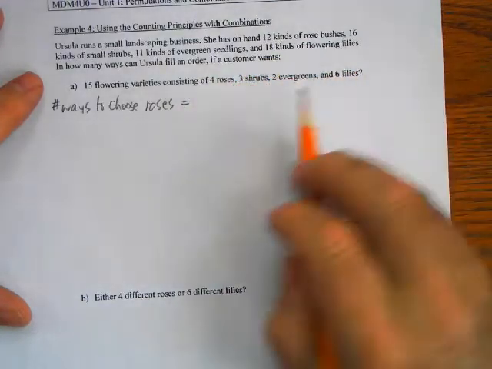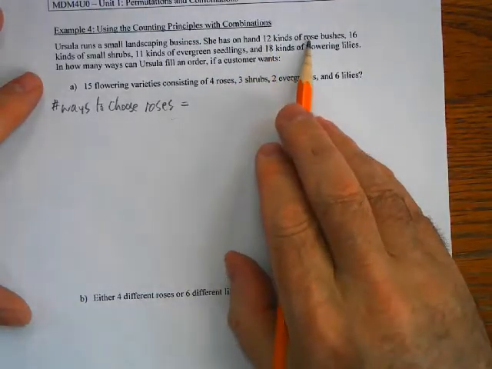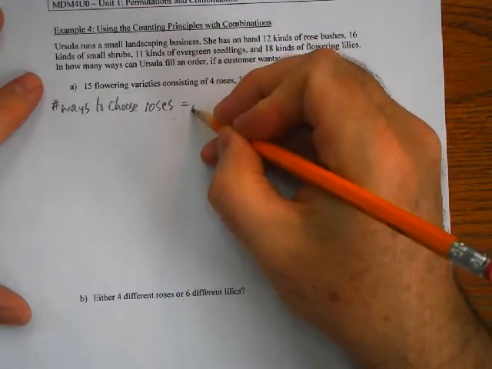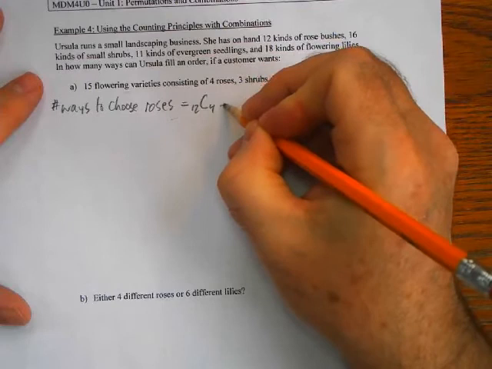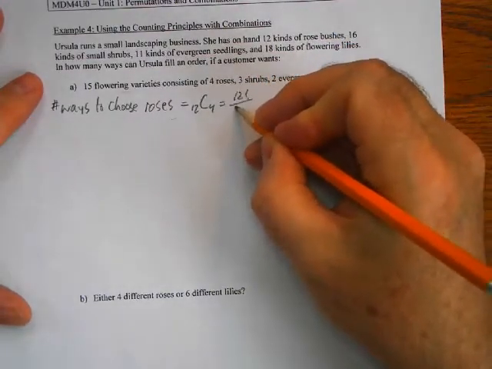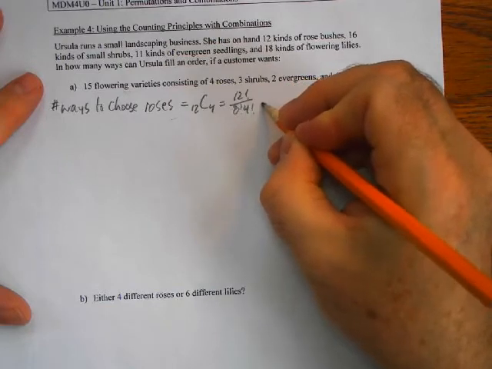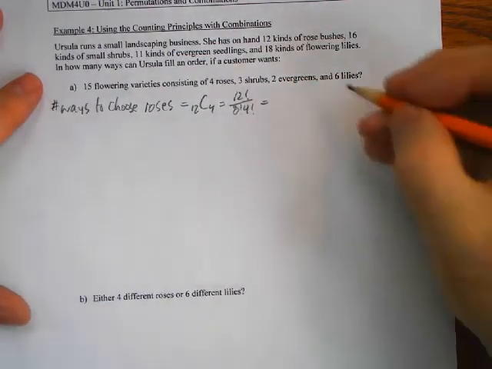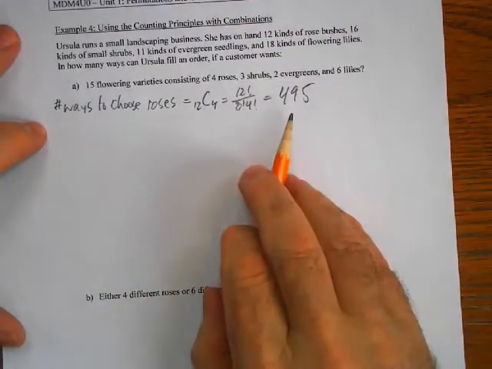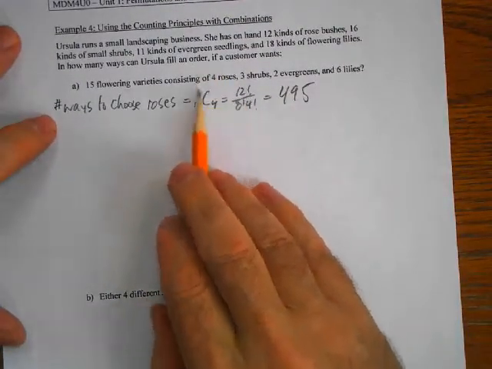Okay, so we've actually got 12 kinds of roses to choose from, and we're selecting 4 of those. So that's 12 choose 4, which is 12 factorial over 8 factorial, 4 factorial. That works out to 495. So we've got 495 ways to choose just the 4 roses.